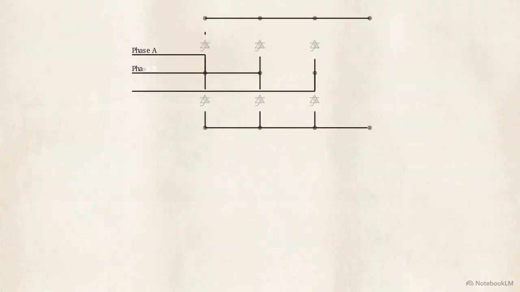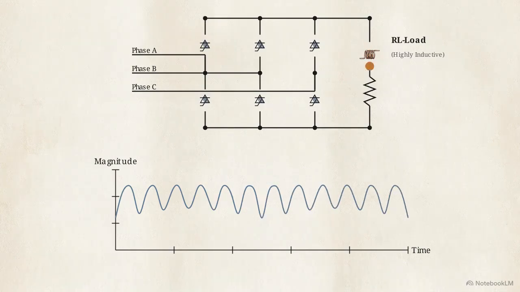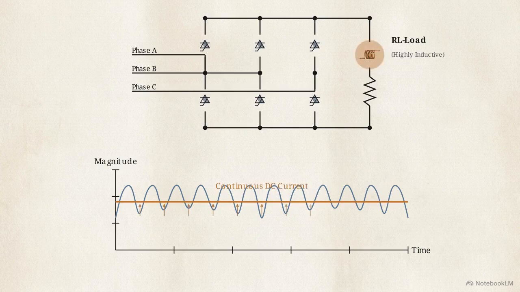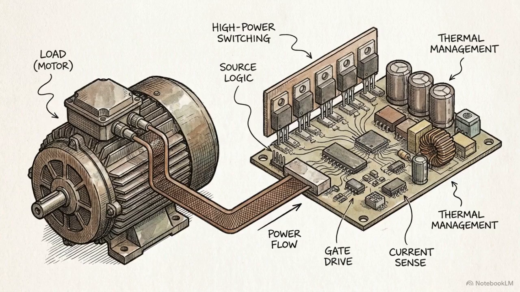When we swap the purely resistive load for a highly inductive RL load, electrical inertia forces the current to freewheel. It smooths out into a continuous, flat forward line, ignoring the negative voltage steps from the source. This inductive inertia keeps the current flowing, which severely degrades the input power factor and delays the natural commutation of the thyristors. The nature of the load dictates the required control logic of the source.